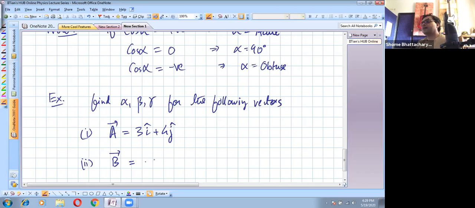So it is minus i cap plus root 3 k cap. So this is a vector which is lying in the xz plane, and the first one A is a vector which is lying in the xy plane. So let's see what we get for alpha, beta, and gamma in this case. There's something interesting that we'll understand in terms of properties of this also. Okay, so that's good, right?